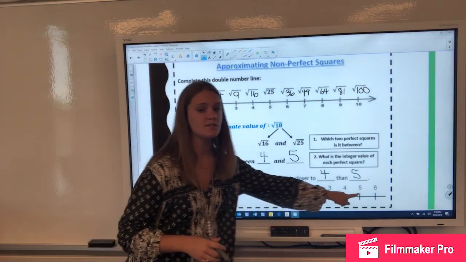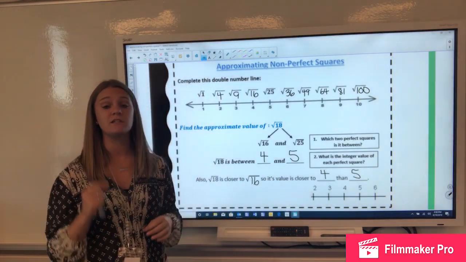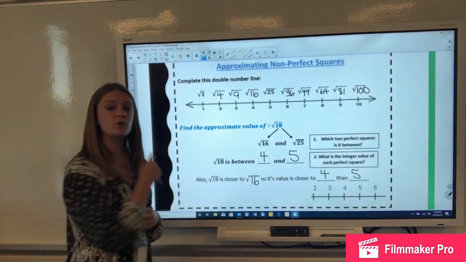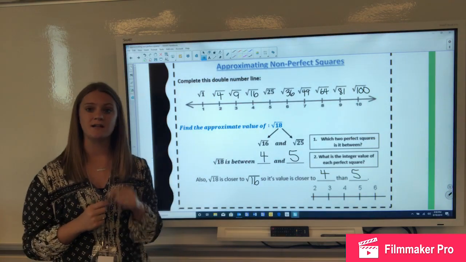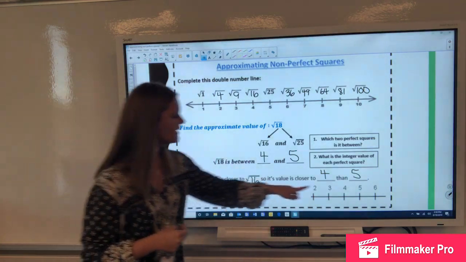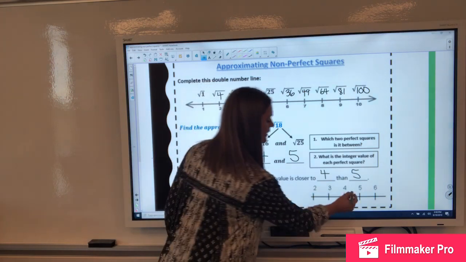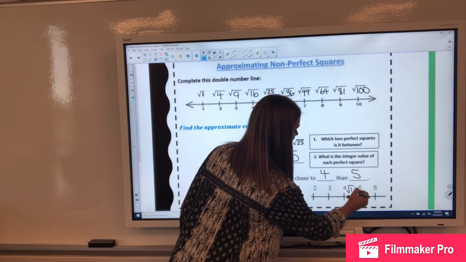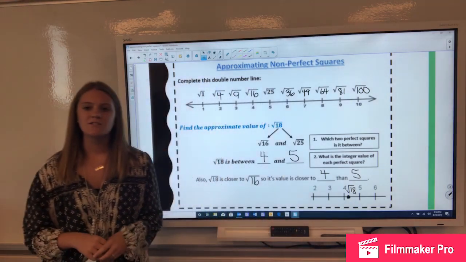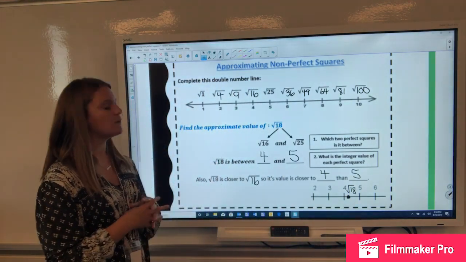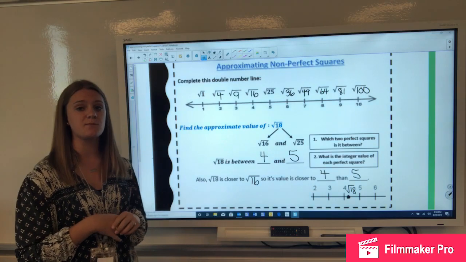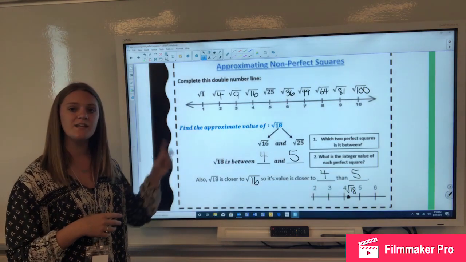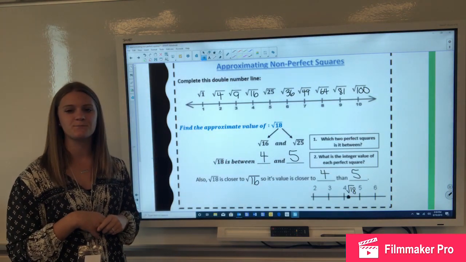Now we want to place the square root of 18 on its approximate location on the number line. Again, we realize you're not going to know the exact location. So somewhere between 4 and 5, but closer to 4, I'm going to put a dot and label it the square root of 18. So those short notes conclude the lesson, but we'll continue to do a couple extra practice problems now. So pause this video and complete the notes if you need to.